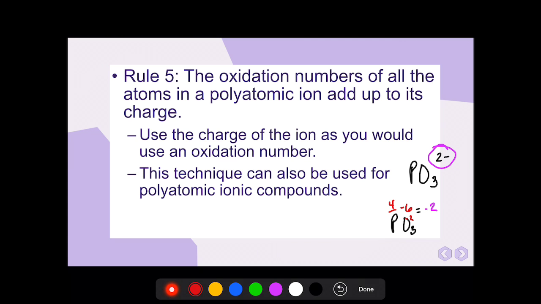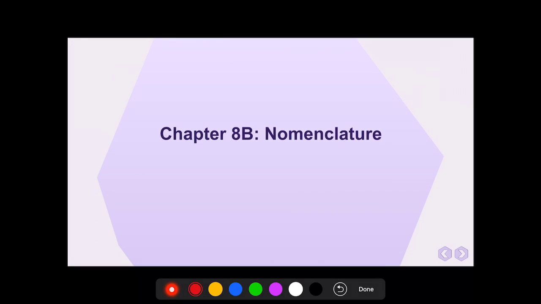Remember, in previous problems, the sum of the oxidation numbers had to equal 0. And in the vast majority of cases that's the case. But when you have a polyatomic ion, it's always going to equal the charge. The sum is going to be equal to the charge, not to 0. That's the only tricky rule, in my opinion, that you have to remember. So make sure you remember that.